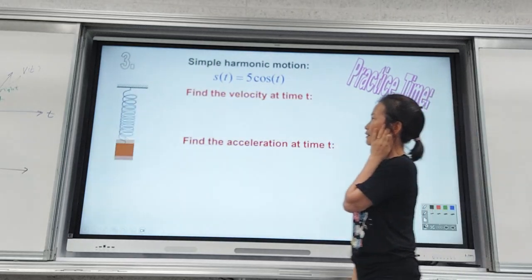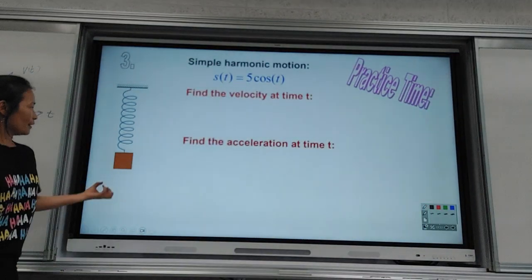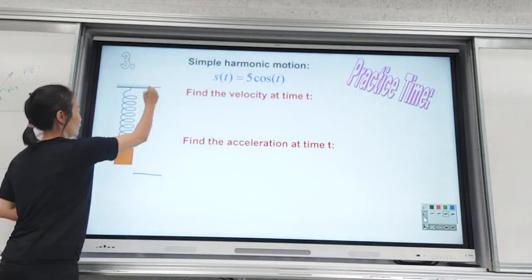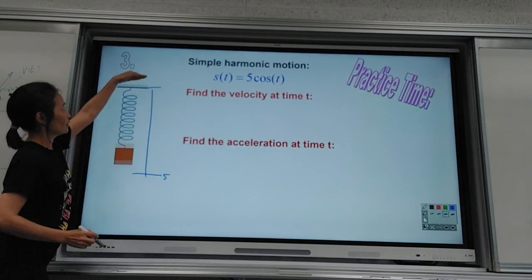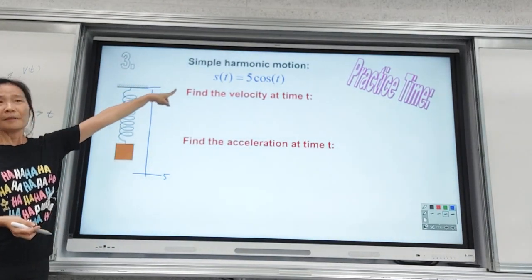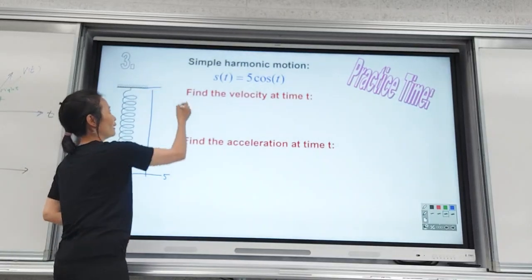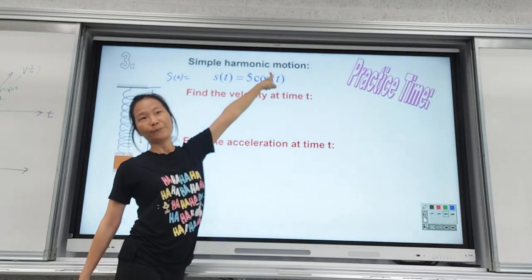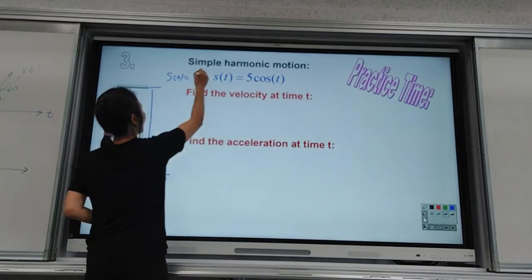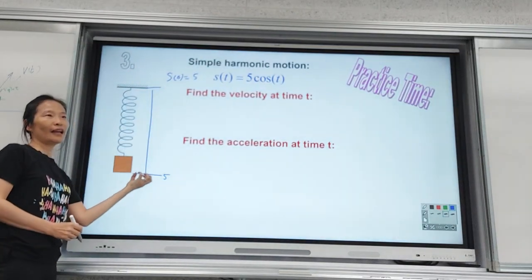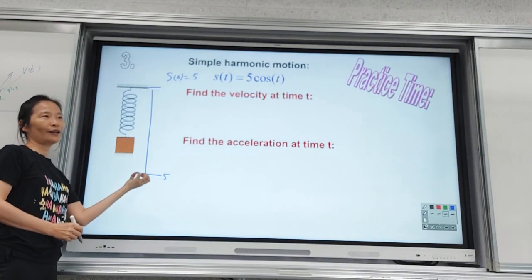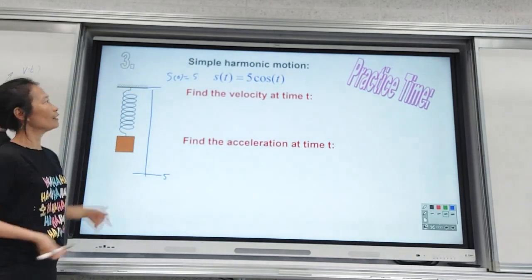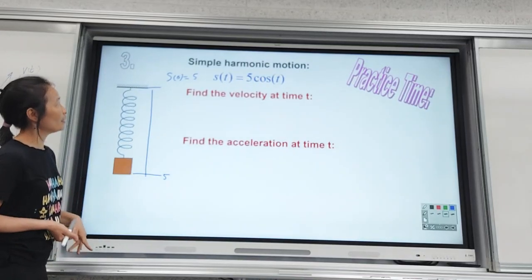Okay. Let's see, this is the suspended weight that you put down. This is your lowest. And you start from 5 meters from the ceiling, right? The position of this weight, what is S of 0? What is cosine 0? 1. So it's 5. That means at the beginning, I put this down right here, I hold it, and then ready, set, go, release, up and down. So you start from the highest point. Find the velocity at time t.